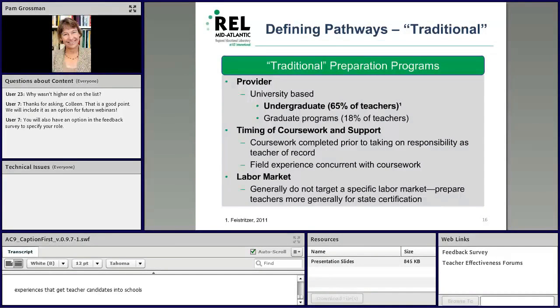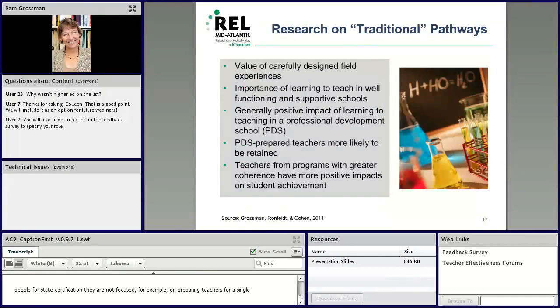University-based programs are generally preparing teachers for a fairly wide labor market. So they typically don't target a specific district because their graduates can go on and teach in a range of places. So while they prepare people for state certification, they're not focused, for example, on preparing teachers for a single district. The research on traditional pathways suggests that one of the factors that matters enormously in how effective the pathway is, is the value of carefully designed field experiences. So the quality of the student teaching experience and the nature of the supervision that they get during that experience seems to matter in terms of outcomes.